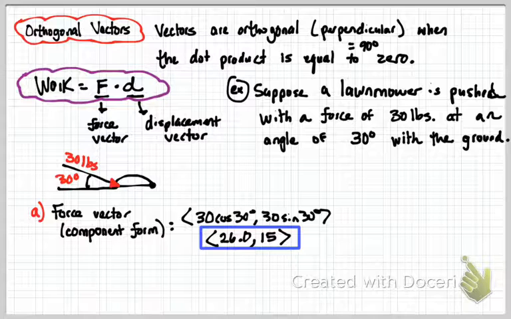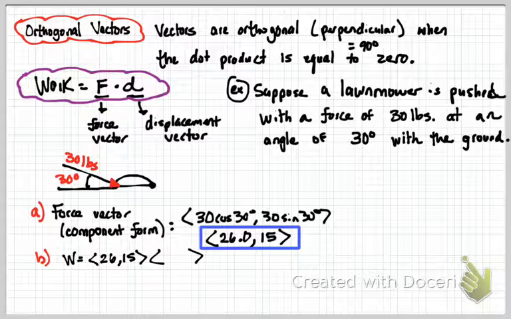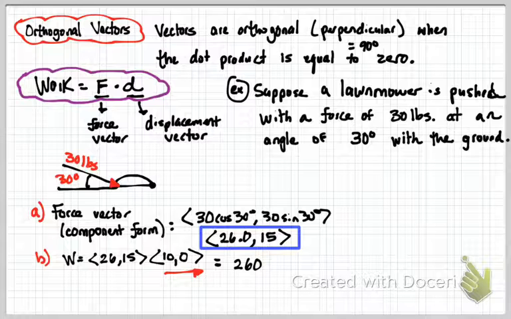That's the force vector. If we want to calculate work, though, what else do we need to know? The displacement, or the distance that's being pushed. So Shannon, can you read part B? If the mower was pushed 10 feet forward, displacement vector of <10, 0>, how much work was done? All right, so we know our work is our force vector <26, 15> times our displacement vector. It's <10, 0>. You should get 260, because 0 times 15 is just 0.